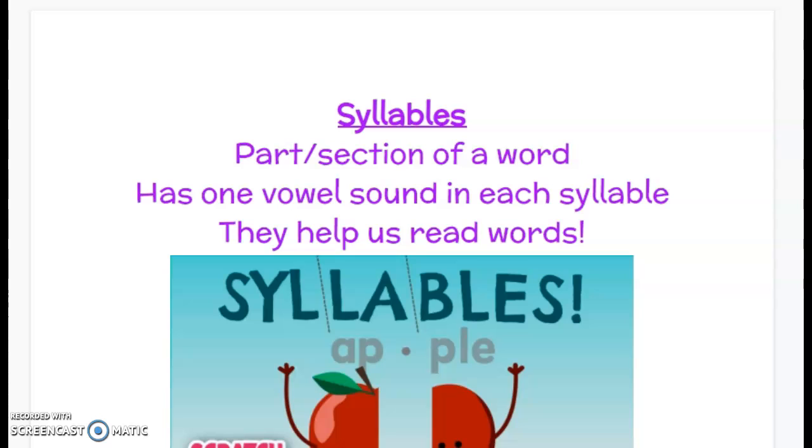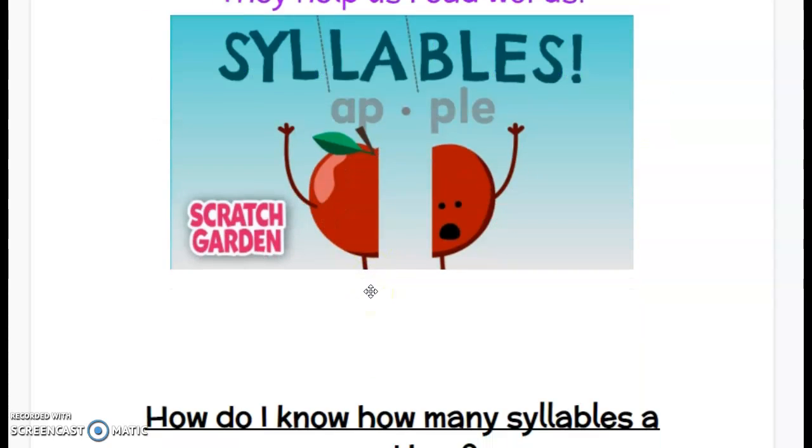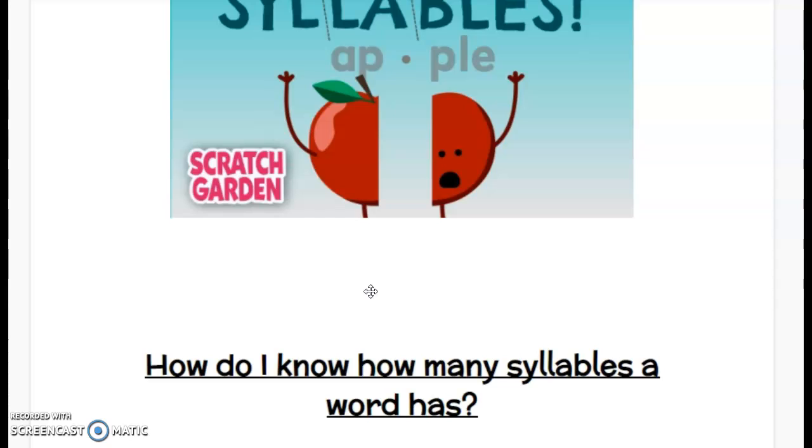Understanding syllables really helps us to be able to read words. When we can break a word apart into syllables, we can try to sound out each part, each syllable, and then we can read it together by putting all those syllables back together. So how do I know how many syllables a word has?